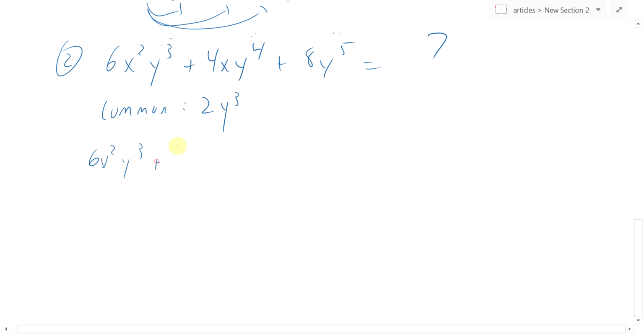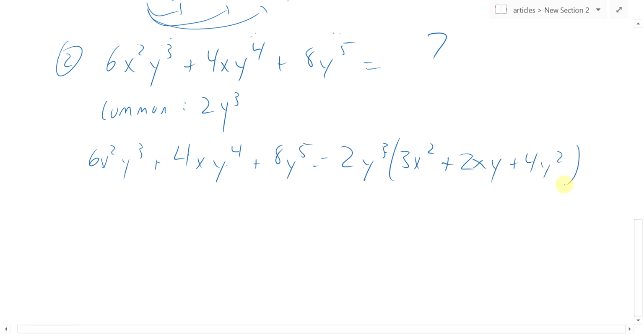So 6x squared y cubed plus 4xy to the fourth plus 8y to the fifth. If we take out our common term, the 2y cubed, what do we have left? Taking 2 out of 6 leaves a 3. We leave the x squared alone. Taking all of the y cubed out leaves a 1, so this is technically times 1, but we don't need to write the 1. Taking 2y cubed out of 4xy to the fourth, taking a 2 out of a 4 leaves a 2. X we leave alone. Y to the fourth, if we take out 3 of those y's, we're left with 1y. 8y to the fifth, if we take out 2y cubed, taking 2 out of 8 leaves a 4, and taking 3 of the 5 y's out leaves a y squared. And there we factored it out.